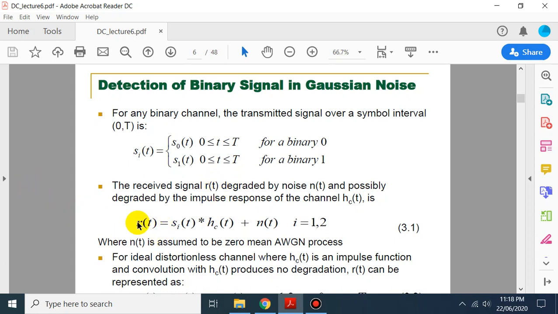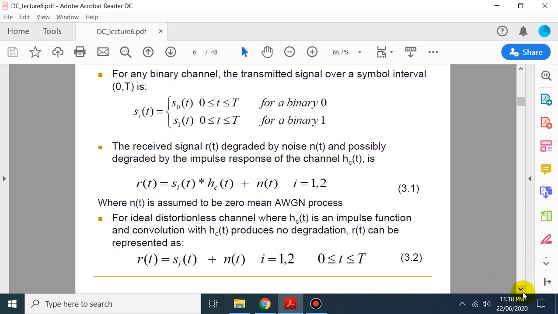We're going to represent mathematically with this signal that is called r(t), and this r(t) is equal to s_i(t) convolved with h_c(t), that is the impulse response of the channel here, plus the addition of the noise, where s_i(t) is the transmitted waveform, and we are using two symbols 0 and 1, so i will stand for 1 and 2 here. Now, n(t) is assumed to be a zero mean white Gaussian noise process here.